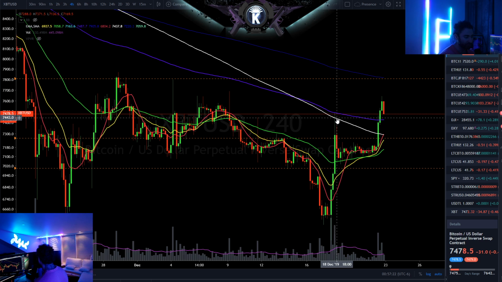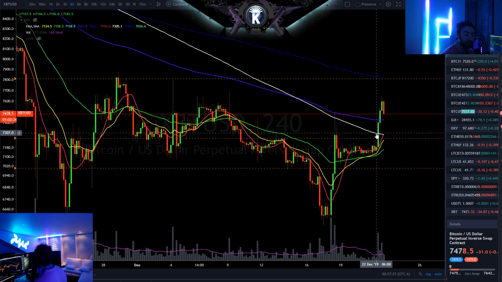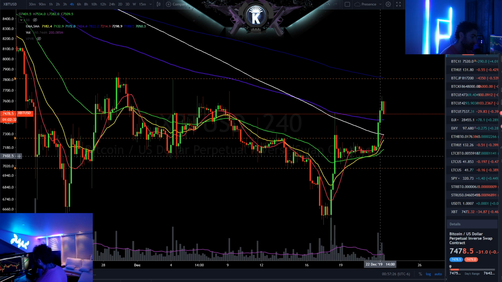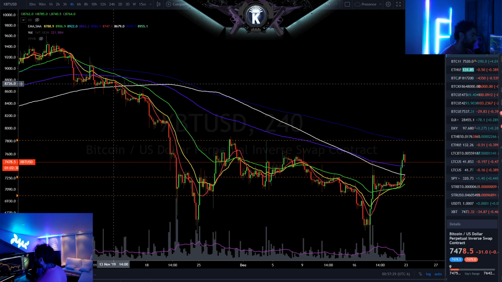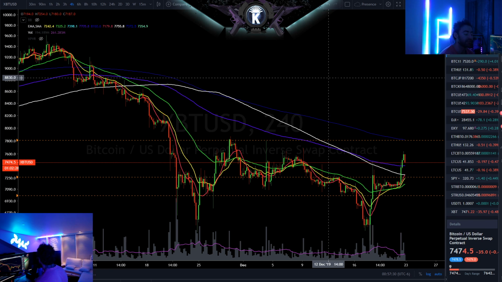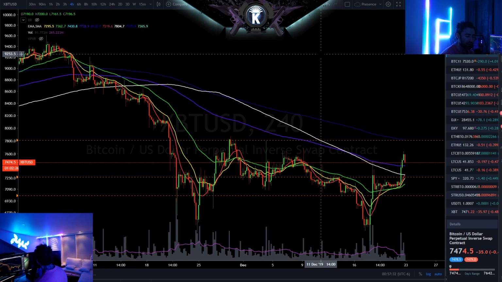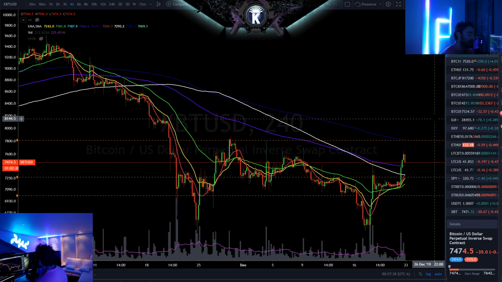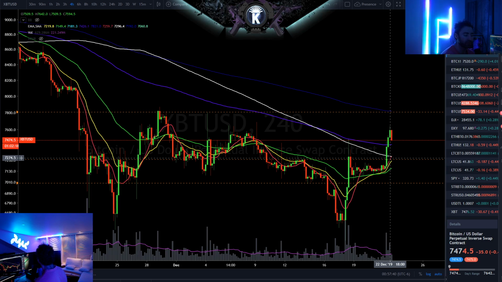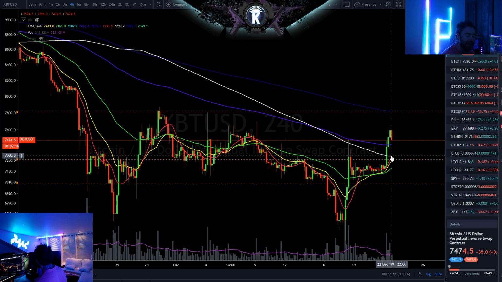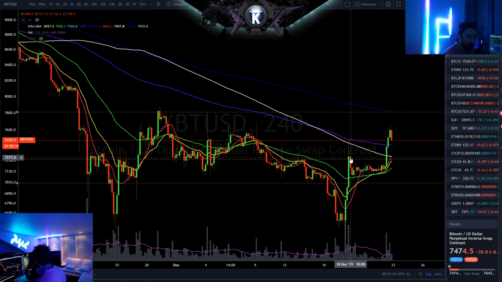The 200 simple, this white moving average right here, we've actually successfully opened and closed a few candles above there. We've been unable to do that since the upper 8,000s. So to me, this is actually quite a big deal. This is the lowest time frame where I think things start to matter, especially when we come into the week's trading activity. As long as Bitcoin's above this 200 simple, which is going to curl around our last prior high and protect that in a sense, I actually do think that we have short and medium term upside from this region.